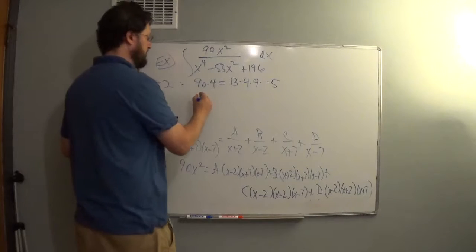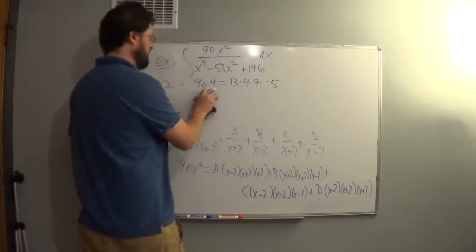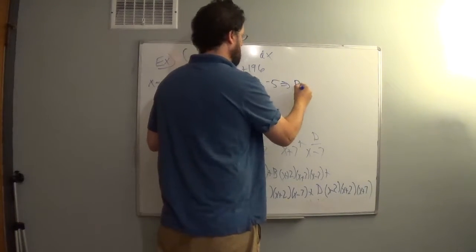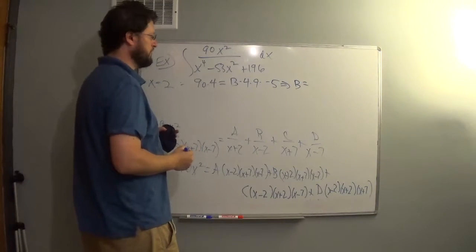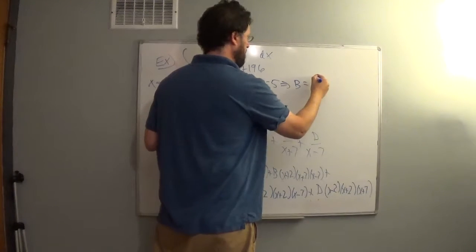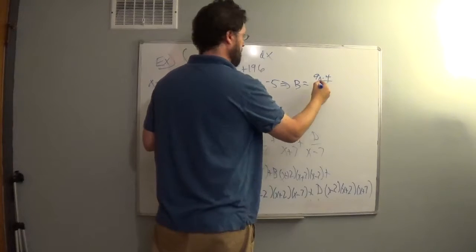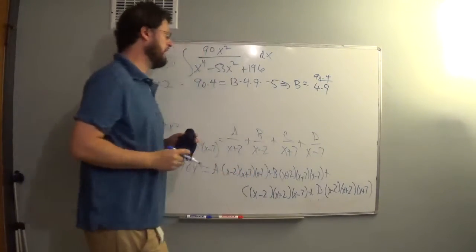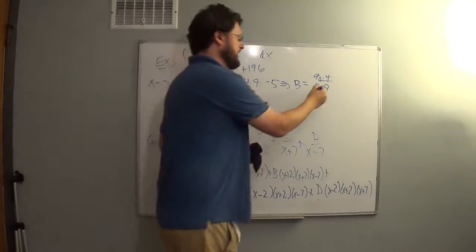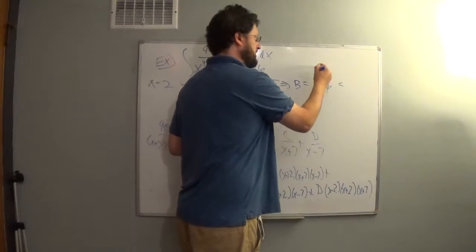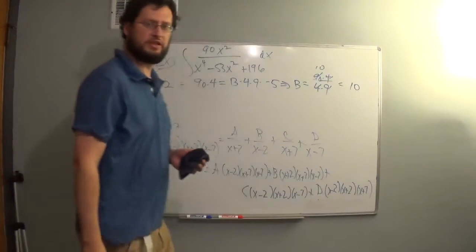So what's going to cancel? We're going to get B is equal to 90 times 4 over 4 times 9, and lots of stuff is going to cancel. The 4s are going to cancel, the 9s are going to cancel. All that's going to leave me is a 10. So B is equal to 10.